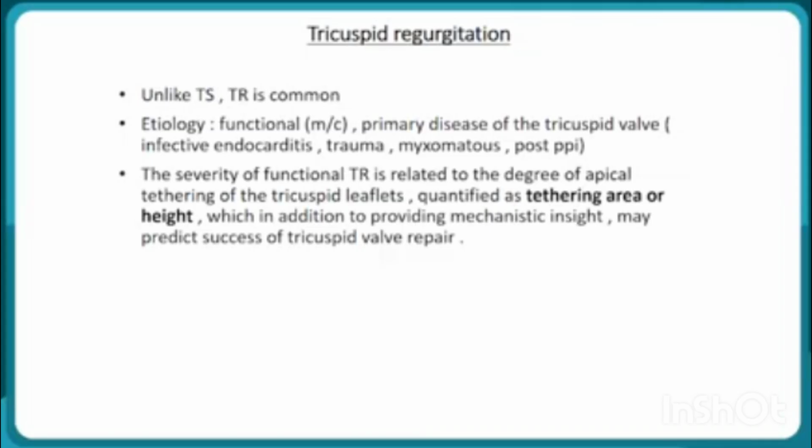For tricuspid regurgitation, unlike TS, TR is much more common, the most common etiology being functional, that is secondary TR. Primary disease of the tricuspid valve causing primary TR can be infective endocarditis, trauma, myxomatous valve, or post-pacemaker status. The severity of functional TR is related to the degree of apical tethering of the tricuspid leaflet, which is quantified by tethering area or height, which we will see in subsequent figures, and which, in addition to providing mechanistic insight, may predict success of tricuspid valve repair.